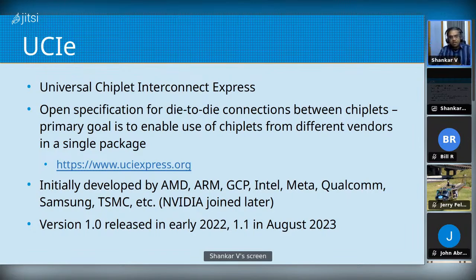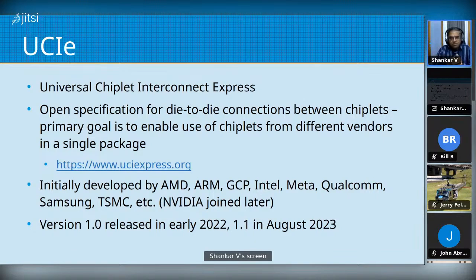these chiplets from different vendors and with different capabilities. So that's the rationale behind UCIe, which stands for Universal Chiplet Interconnect Express, which is a nod to PCI Express. And this is an open specification for die-to-die connections between chiplets. And like I said, the goal is to enable use of chiplets from different vendors in a single package. Just like you can do today with PCIe devices, you can buy any PCIe card from any vendor and plug it into a standard PCIe slot, and it works.